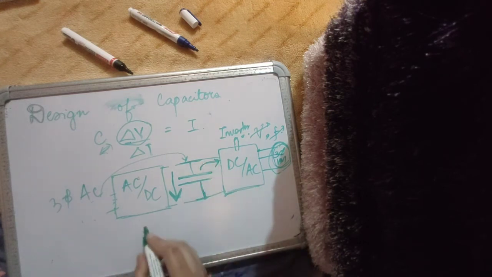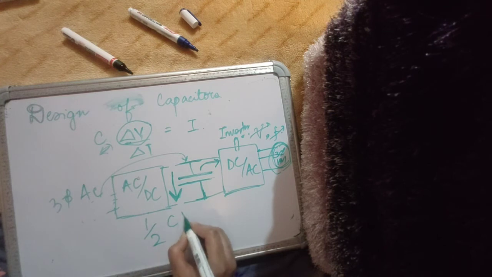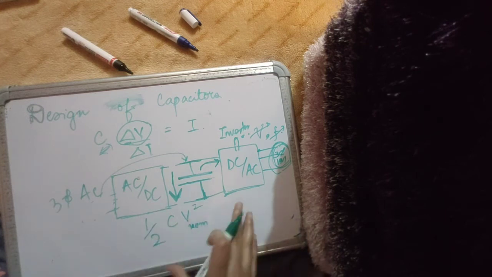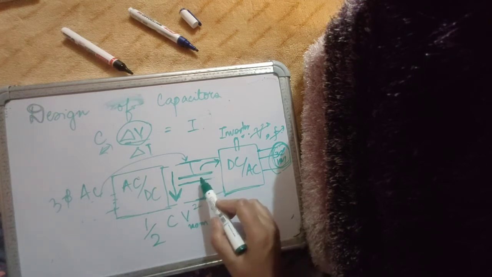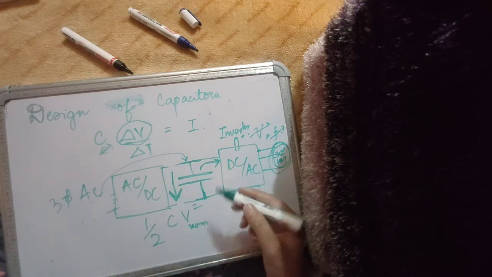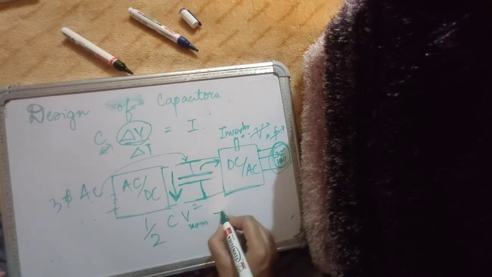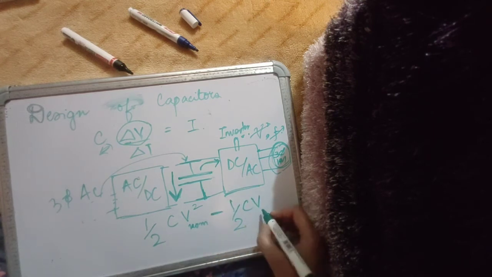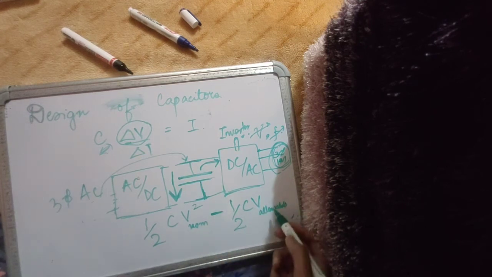So the energy stored in a capacitor, we know that it is half CV squared, and nominally this voltage will have some value, V nominal, right? So nominally this is the amount of energy stored in this capacitor. If there is an outage, then the capacitor should supply power to the load, and in that process it will lose its energy and its voltage will fall. So finally its energy will be half C V allowable squared, where V allowable can be, let's say, 90% of V nominal or 80% of V nominal. I don't want it to go beyond that.